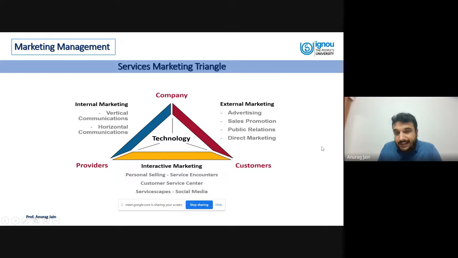And whenever you are marketing any kind of services, these are the three building blocks which are really important. And one last but not least important element is technology. And why is technology in the center? Because technology is connecting all these three components. So these are actually connected through technology, and technology is helping them internally, technology is helping them externally, and technology is helping them to interact with the customer. So technology is at the core, it is a major role player in this services marketing triangle. So that is known as the services marketing triangle.